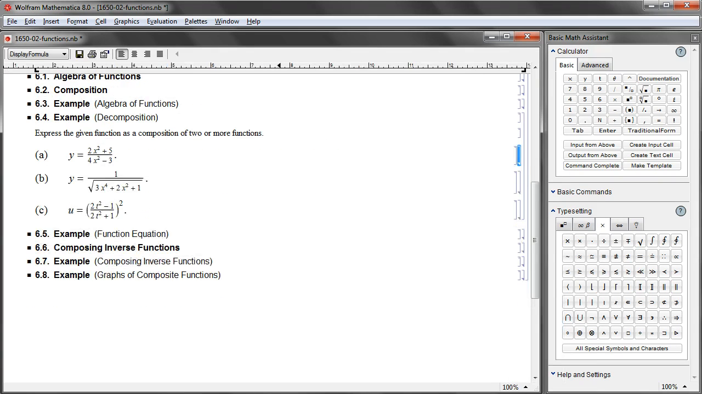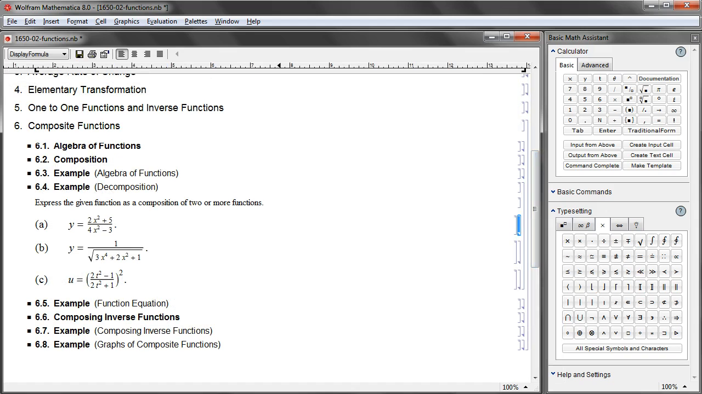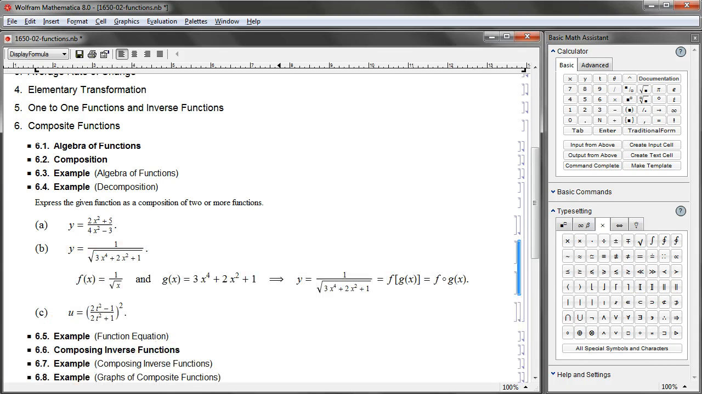That was one example. How about the next example here? 1 over square root of that expression. Well, this whole expression inside should be the inner function. The outer function will be this 1 over square root function. Here it is. The outer function is 1 over square root of x. And then the inner function is going to be 3x to the 4th power plus 2x squared plus 1, like this over here. And then we have this kind of decomposition as an F circle G.